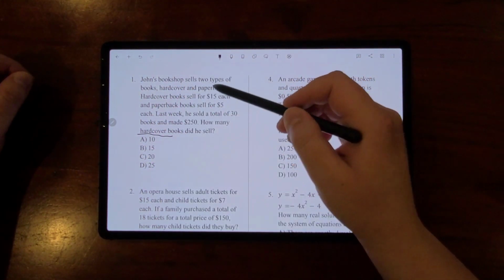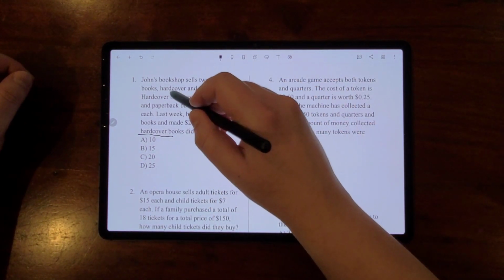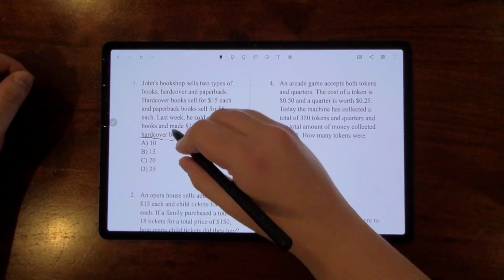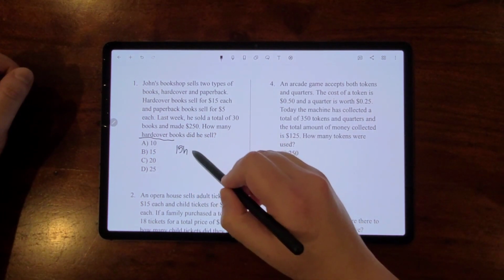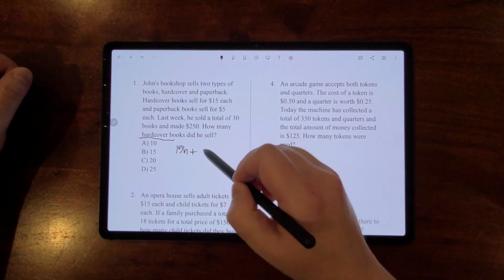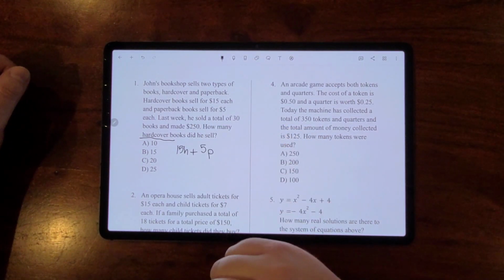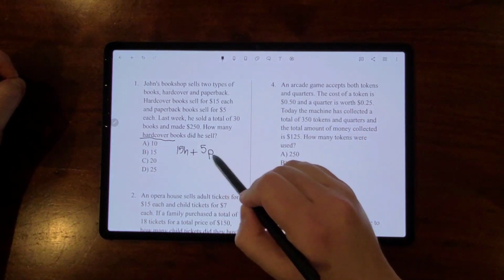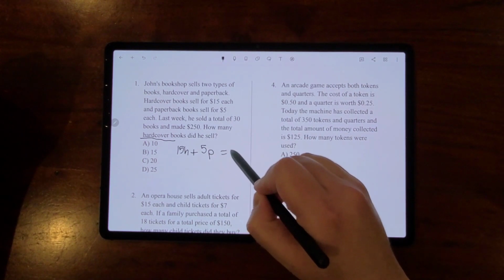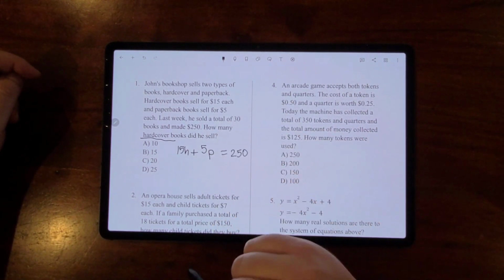Now it says that the hardcover books are going to be $15 each. So I'm going to just call the number of hardcover books H. So I'm going to say that 15 times H plus it's $5 for each of the paperback books, so 5 times the number of paperback books that they sell, P. If I add those values up, I'm going to get the total that they made, which is $250. So there I have one equation.